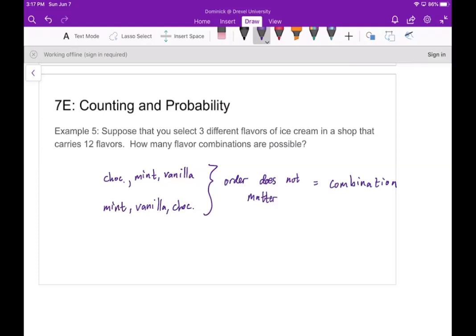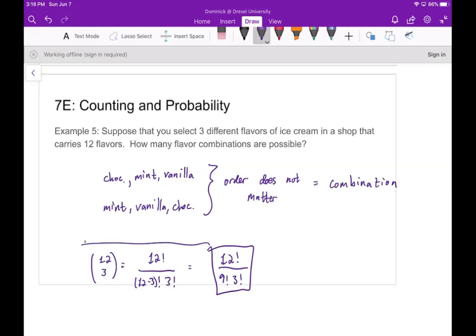So now if we have 12 flavors and we're choosing 3 of them, this is 12 choose 3, which we would find by doing 12 factorial over 12 minus 3 factorial, and then multiply by an additional 3 factorial down here. So we're going to get 12 factorial over 9 factorial times 3 factorial, right? So usually any of these 3 presentations of the answer would be fine, right? Because they all mean the same thing.